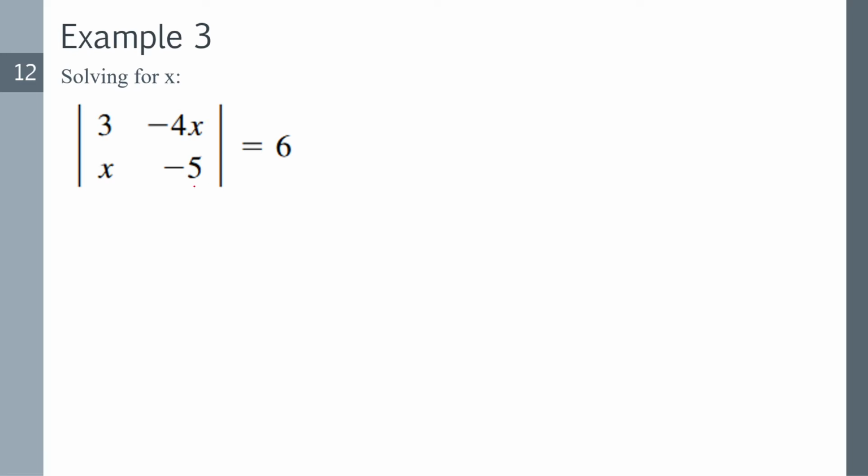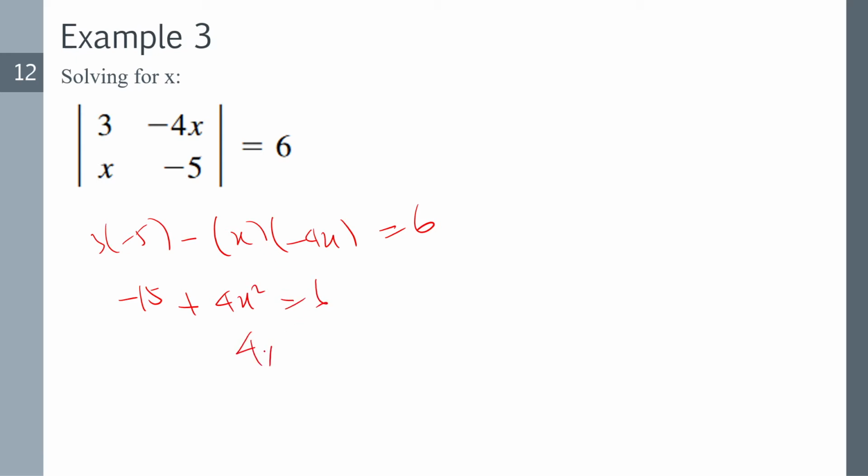Okay, so solving for x. This is 2 times 2, so 3 times negative 5 minus x multiplied with negative 4x should equal 6. So I have negative 15 plus 4x squared equals 6. So my 4x squared equals, moving over, 21. And then x squared is 21 over 4, and then my x is the square root of 21 over 4, plus or minus.